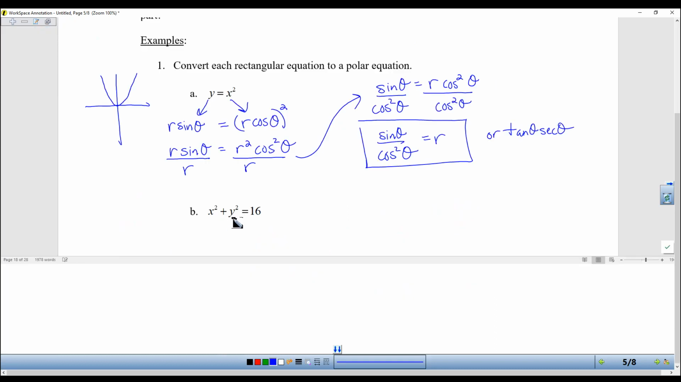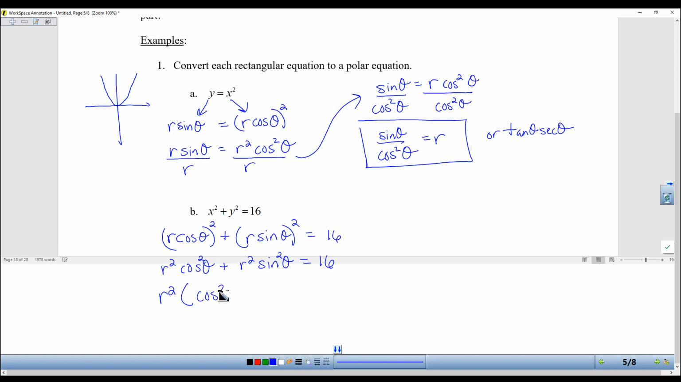Now we have x squared plus y squared is equal to 16. So again, I'm going to change it to r cosine theta squared plus r sine theta squared is equal to 16. I can distribute the square because it's multiplication. You cannot distribute a square when it is addition. And then I am actually going to factor out the r squared, which gives me cosine squared plus sine squared.